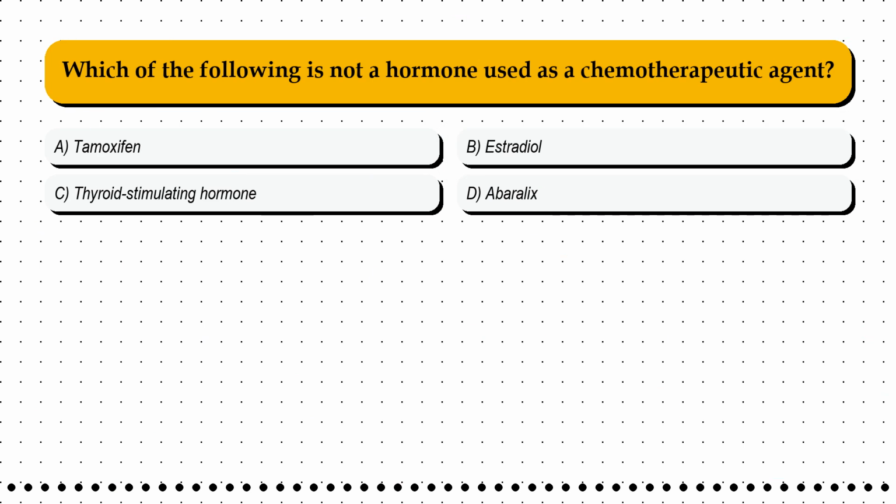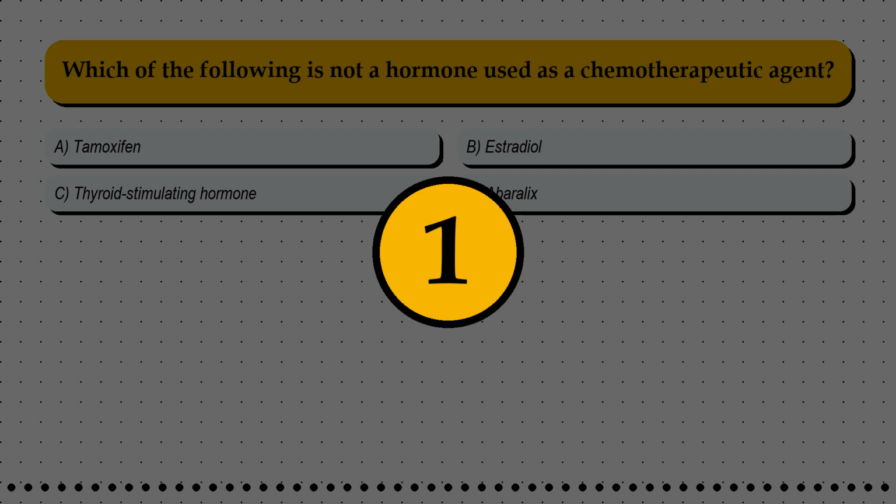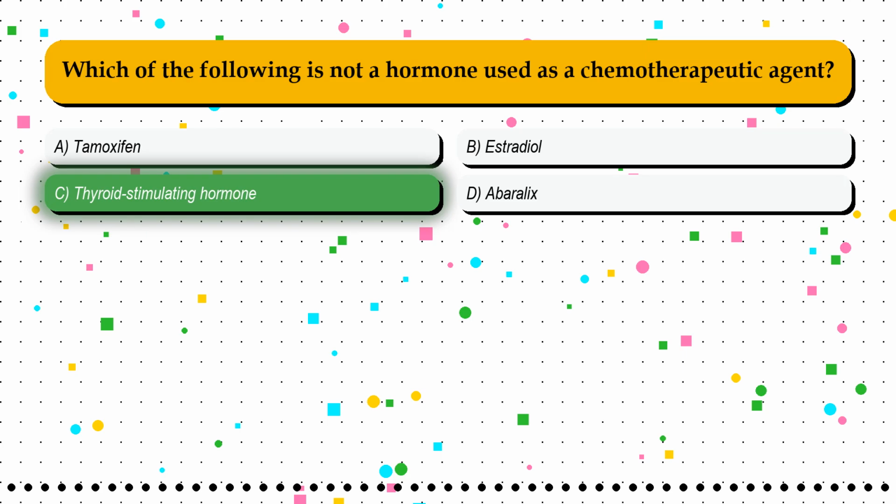Question 195. Which of the following is not a hormone used as a chemotherapeutic agent? Option A, tamoxifen. Option B, estradiol. Option C, thyroid-stimulating hormone. Option D, Abraxane. The correct answer is option C, thyroid-stimulating hormone.